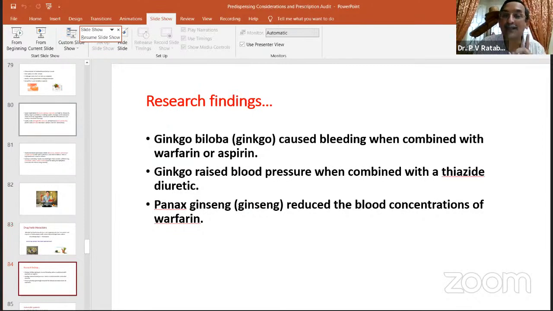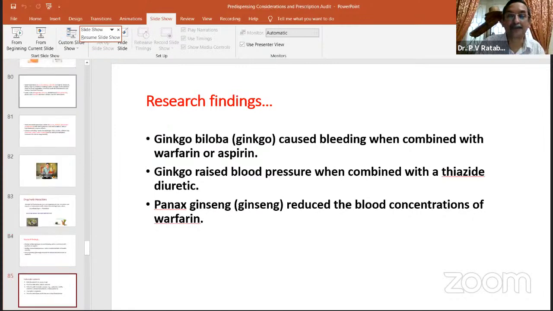Ginkgo biloba can cause bleeding when combined with warfarin or aspirin. Ginkgo biloba can raise blood pressure when combined with thiazides. Ginseng containing tonics can reduce blood concentrations of warfarin. There are a few examples where we have actually seen this in research, that some tonics containing ginkgo or ginseng can interfere with regular drugs.